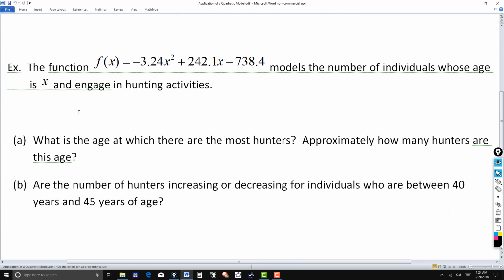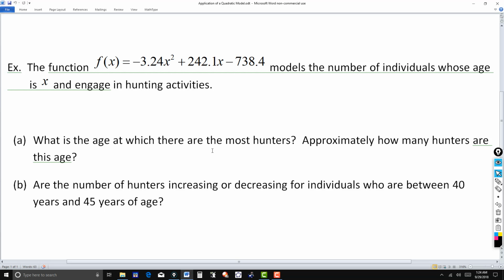So again, getting back to this, the age for part A, part 1 is 37.4. Number of how many hunters are this age? 3,784. And of course, the answer to part B from the graph you can see is decreasing.